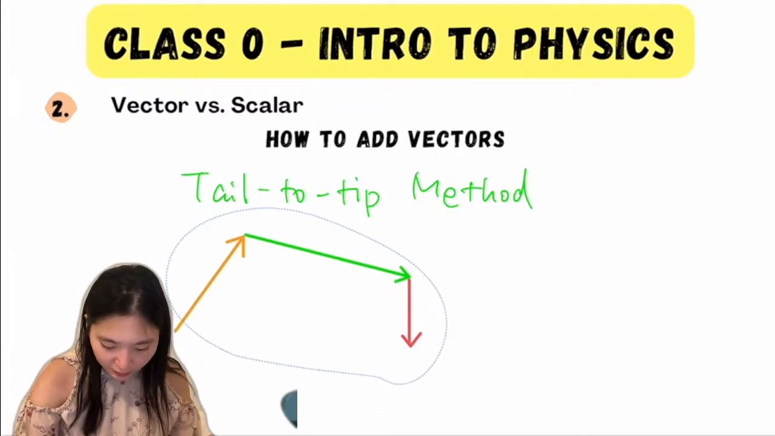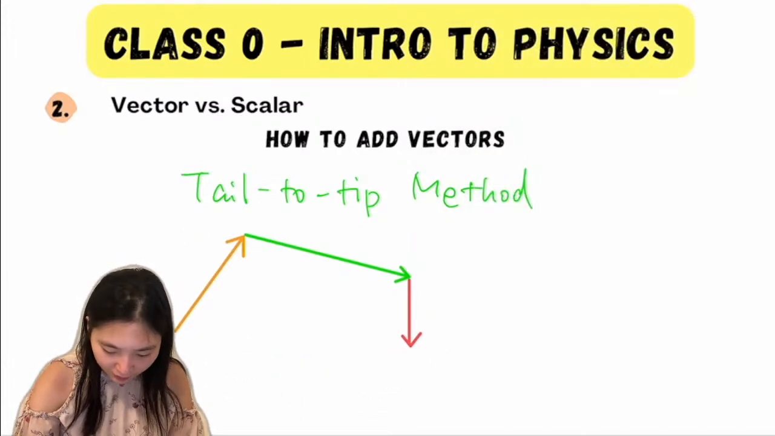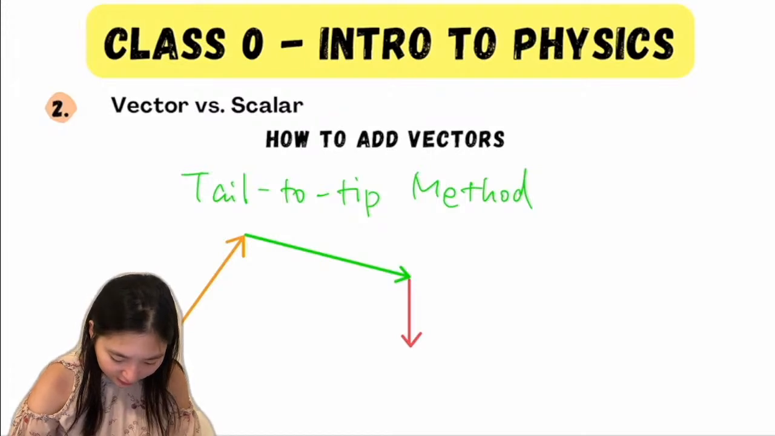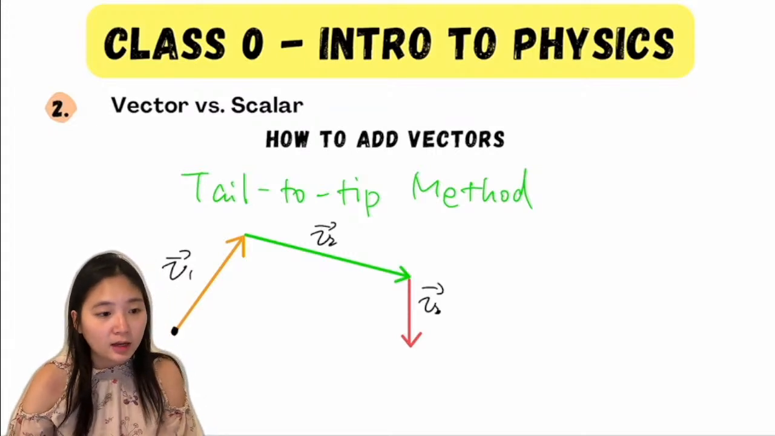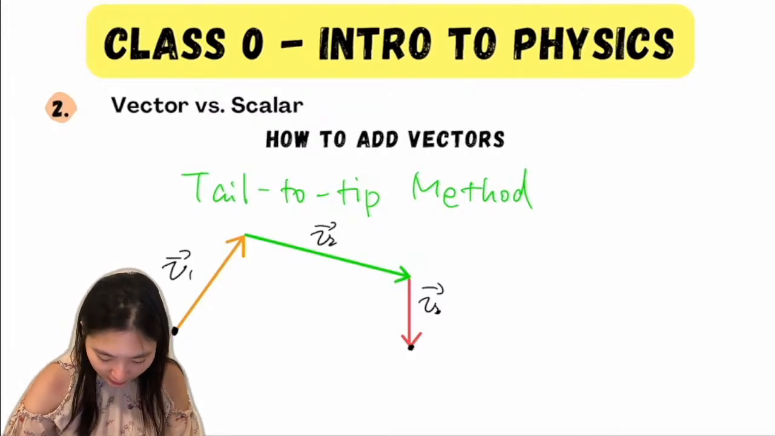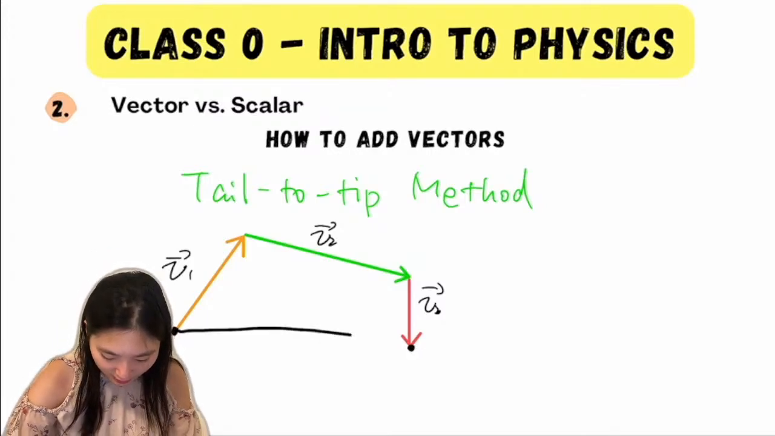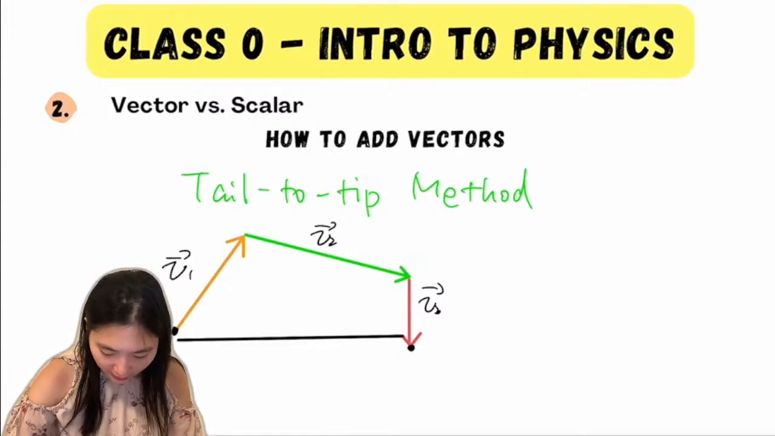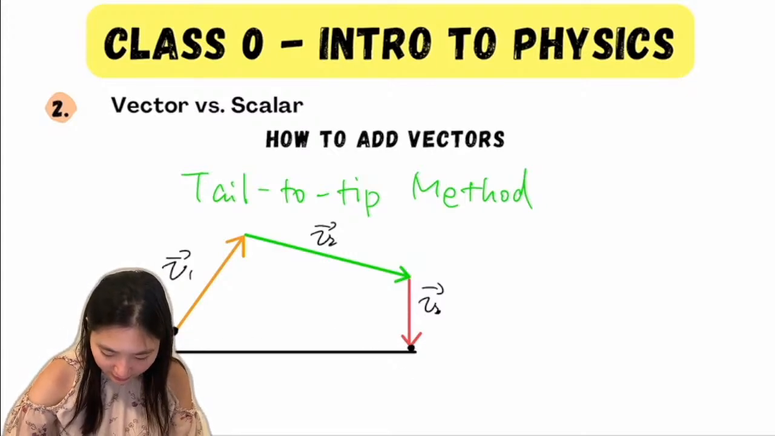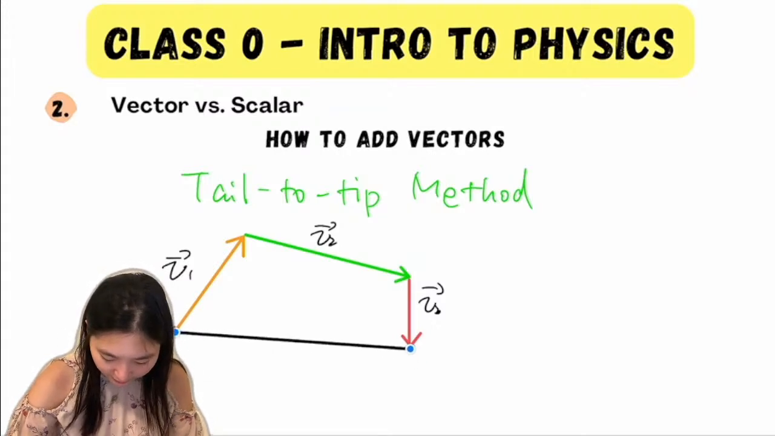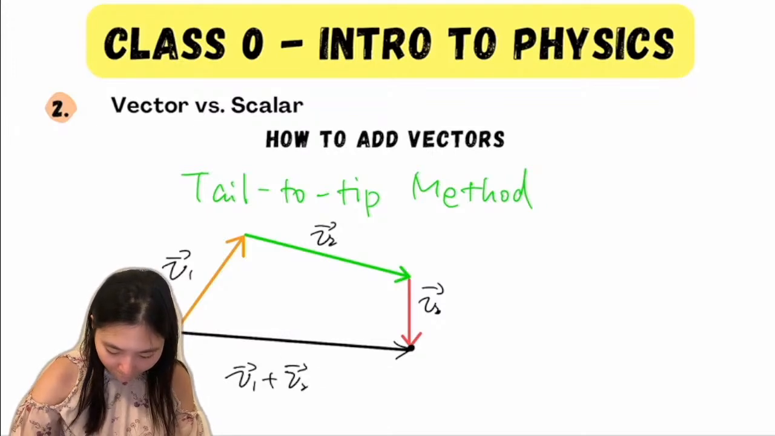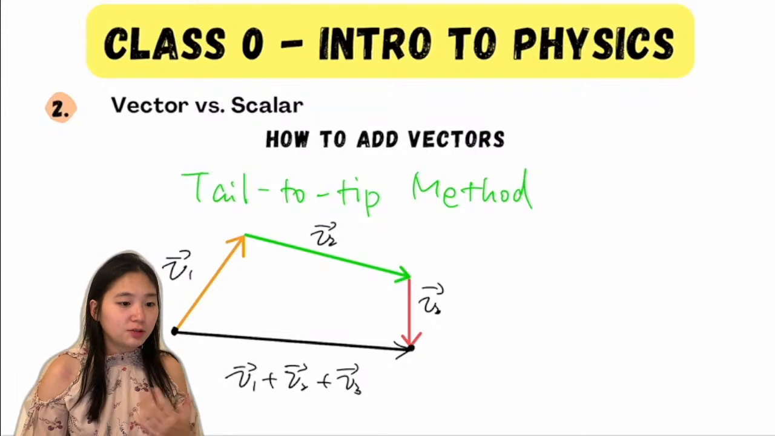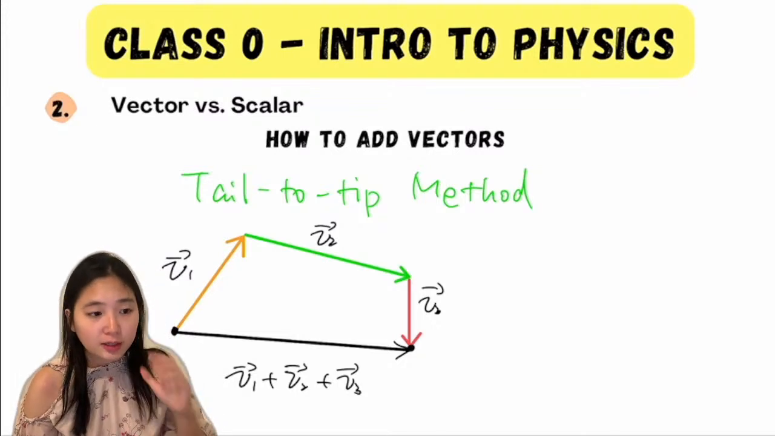So eventually, I start from the tail of the first vector. This is vector 1, this is vector 2, this is vector 3. I start from the tail of the first vector and end at the tip of the third vector, which is the last vector, and then I connect them with a straight line. Now this is the sum of these 3 vectors: vector 1 plus vector 2 plus vector 3. This method is especially useful and powerful because you can handle a lot of different vectors.